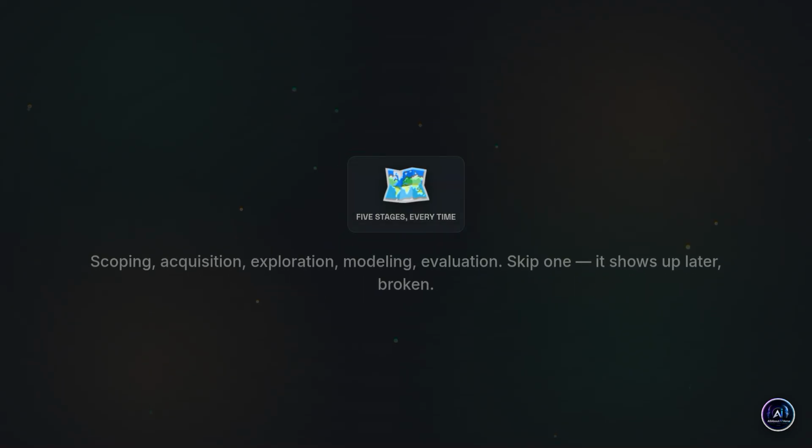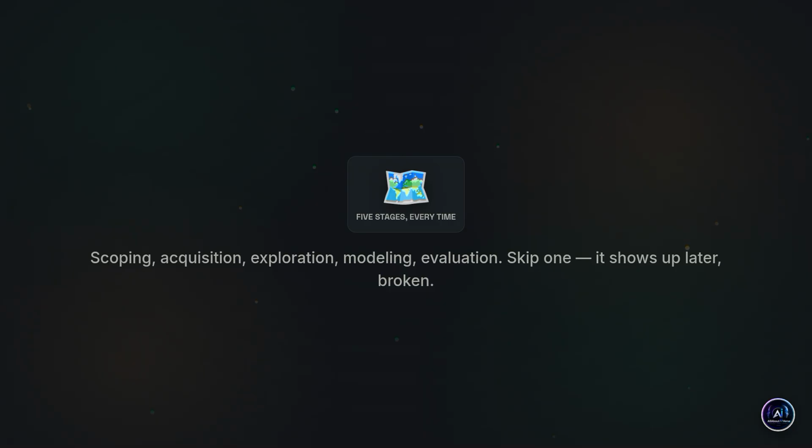5 stages: problem scoping, data acquisition, data exploration, modeling, and evaluation. In that order, every single time. Skip one, and it shows up later as a broken product, not just a missed step.